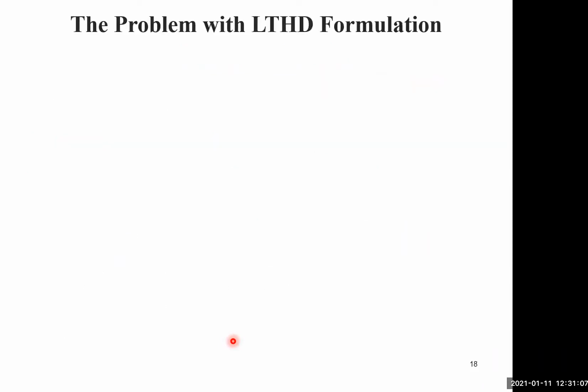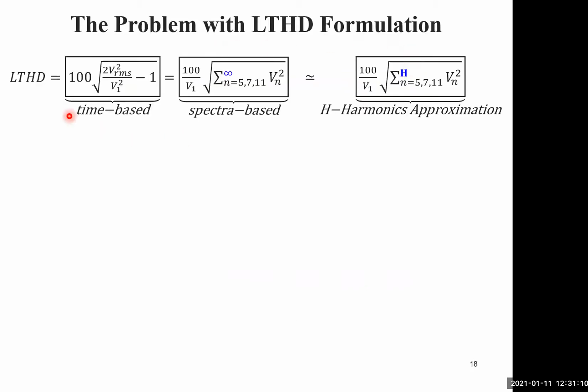Okay, so what is the real problem with LTHD formulation? This is the generalized analytical form for THD, which is time-based. So it is dependent on the RMS value, root mean square, and the fundamental component. This is another possible representation called the spectra-based. So for the line voltage, you need to take all odd non-triplen harmonics and account for an infinite number of harmonics. Of course, this is impractical. So engineers came up with this H harmonic approximation. Instead of accounting for infinite harmonics, you stop at H somewhere. It could be 3, 5, 25, 100, whatever you choose.